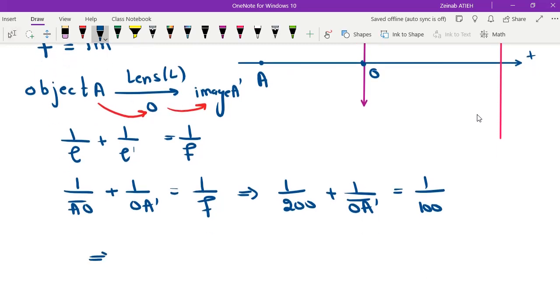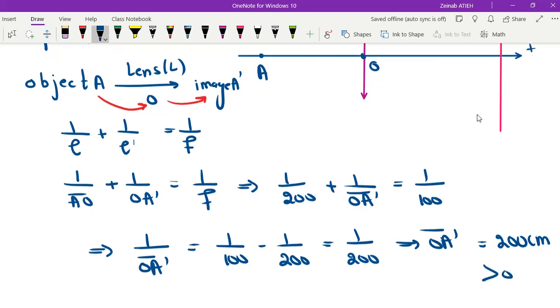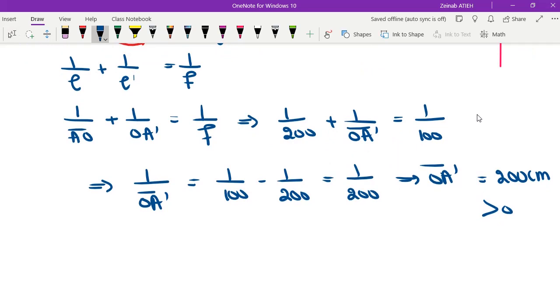This implies 1 over OA prime equals 1 over 100 minus 1 over 200, which is equal to 1 over 200. So OA prime is equal to 200 centimeters. You can see that the image is a real image because OA prime is positive.